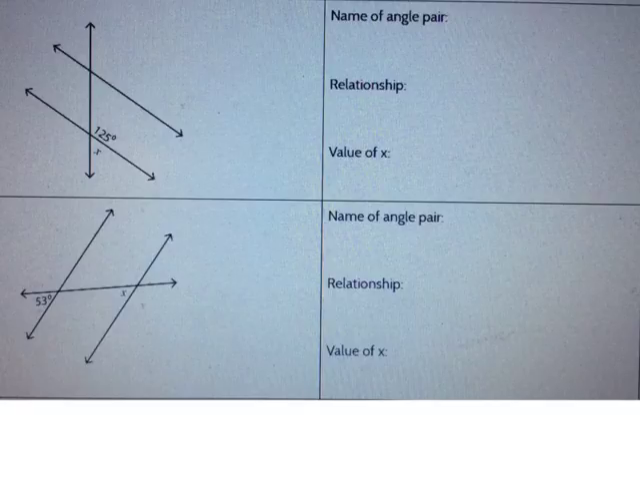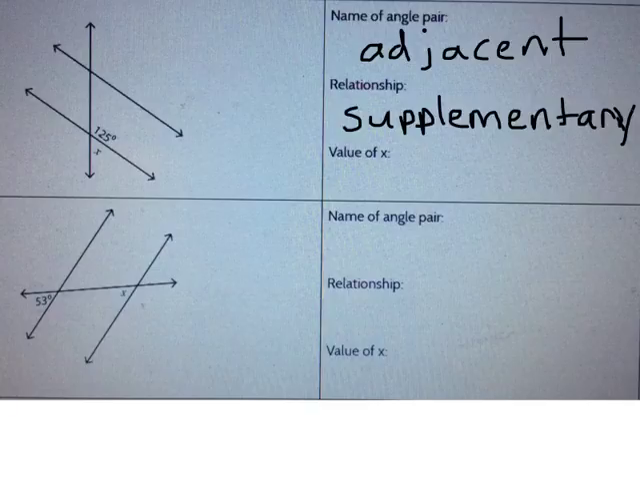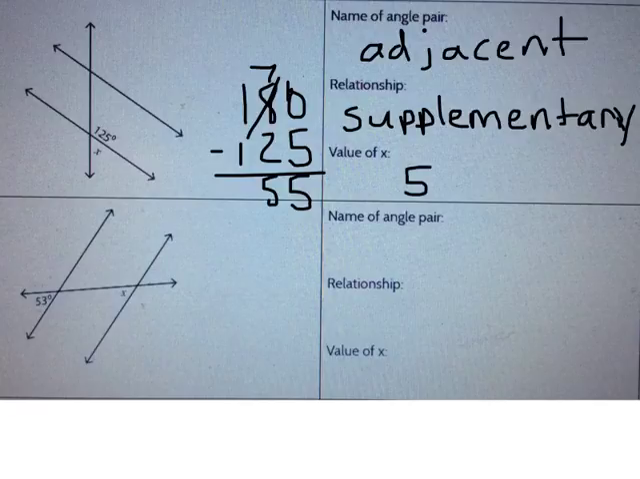Let's look at two more examples. Angles x and 125 degrees. How would I name this angle pair? These are adjacent angles. What's the relationship between adjacent angles? Adjacent angles are supplementary because they lie on the same line. What's the value of x? 180 minus 125 is 55 degrees, so x is 55 degrees.